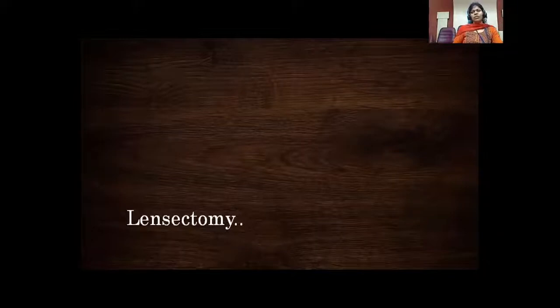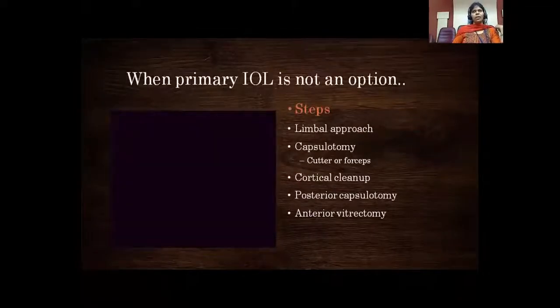So we saw situations where we decided to place an intraocular lens primarily. What are the situations where we decide not to place a lens inside the eye as a primary procedure? That situation is called lensectomy. So when do we do lensectomy? When we don't prefer an IOL. There are very young children, and some trauma.